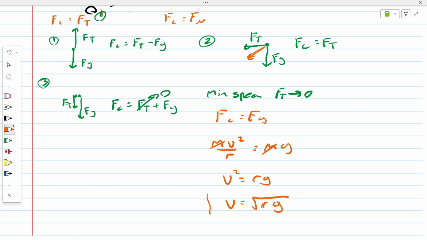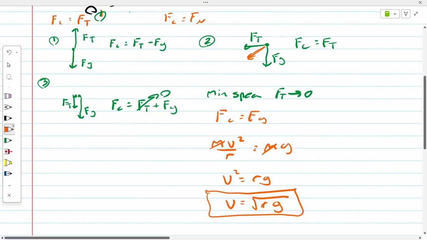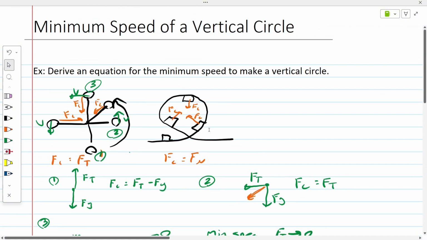And so this may look familiar to the max speed around a curve, but this is the minimum speed along a vertical circle. And this can be used in a lot of problems, but you should understand how you can derive this equation so that you find the minimum speed. Because if you go faster, it'll still stay in the loop, but if you go any slower, it's going to reach the top of the loop and then fall.